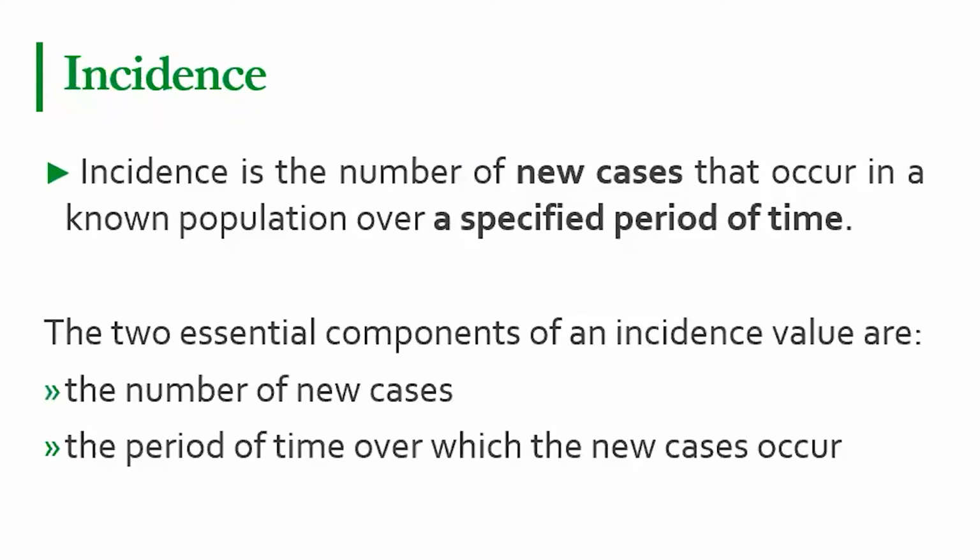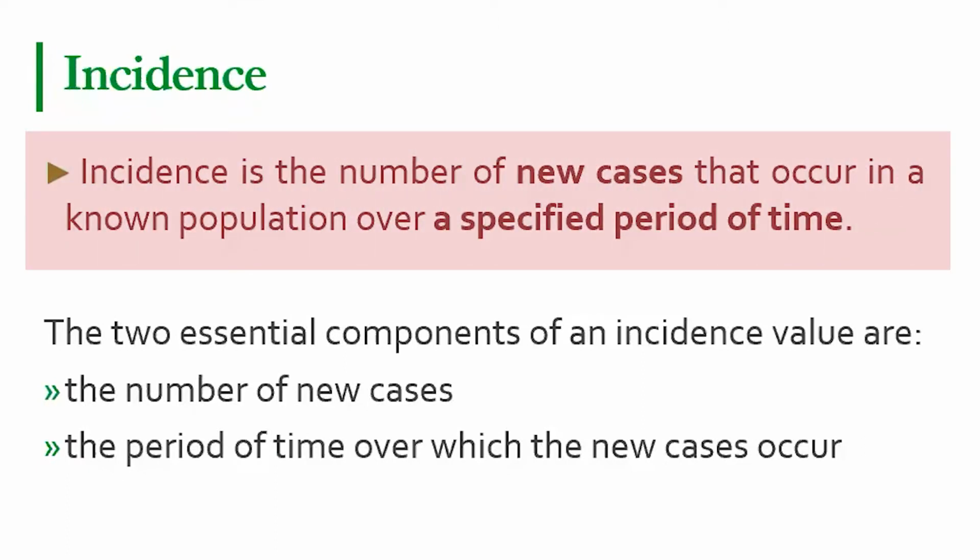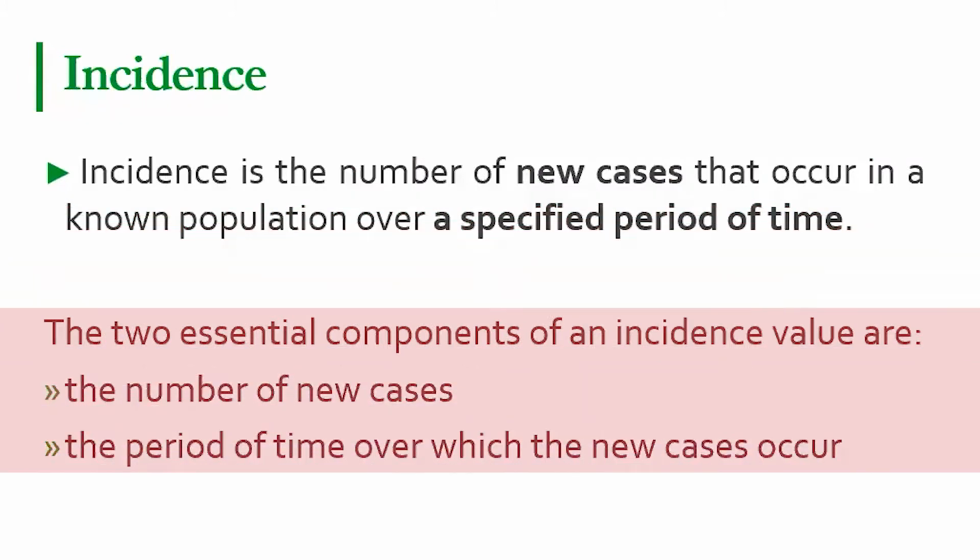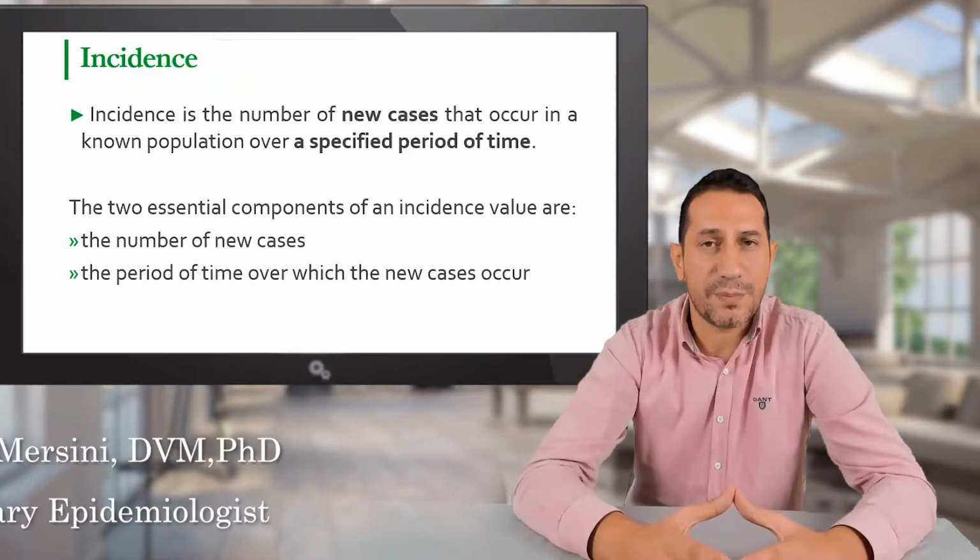The incidence, on the other hand, is the number of new cases which occur in a population over a specified period of time. There are two major keywords here: new cases, and the time over which the new cases occur. This second term makes it an incidence rate and makes it much more dynamic compared to the prevalence.